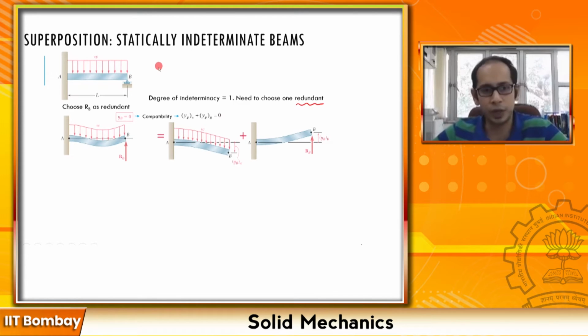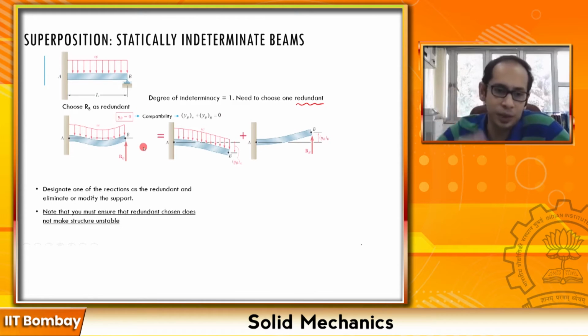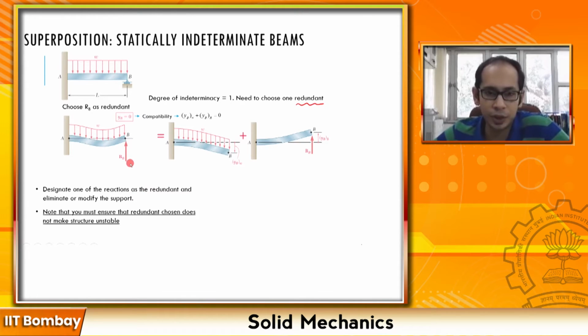So this is one of the choices of redundants that you have. You can have other choices of redundants also, we'll come and see, but you must keep in mind one thing: after you designate one of the reactions as redundant, you must ensure that the redundant does not make your structure unstable. So even if I chose the RB over here, I still had the cantilever end, so my structure was still a stable structure. I did not make the structure unstable by choosing the redundant.